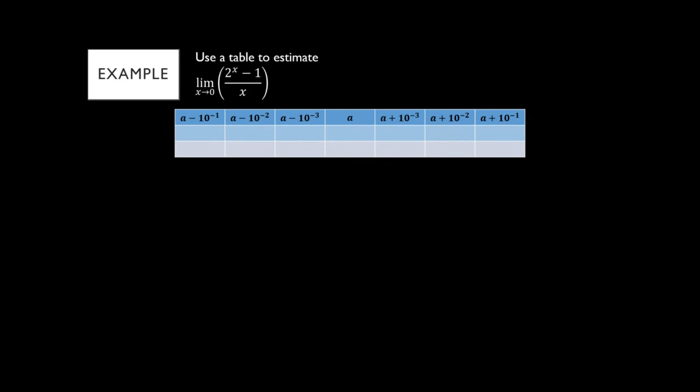Okay. Here I'm throwing in something with an exponent. So we've got 2 to the x minus 1 over x. And again, we're doing x approaches 0. It is extremely common to look for limits as x approaches 0. It just shows up a lot in math.